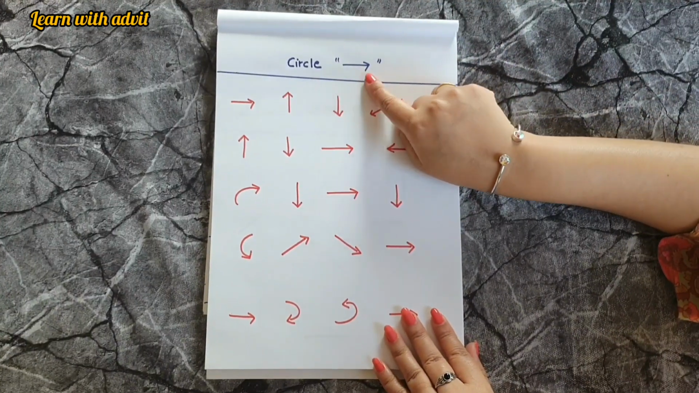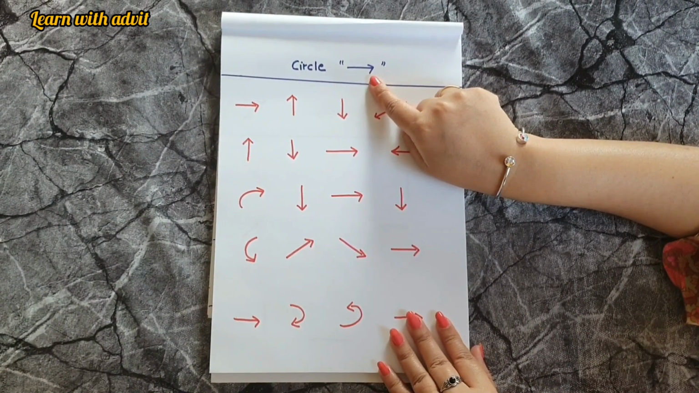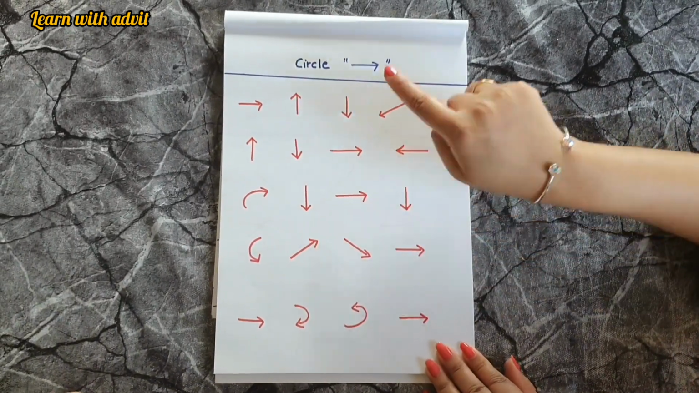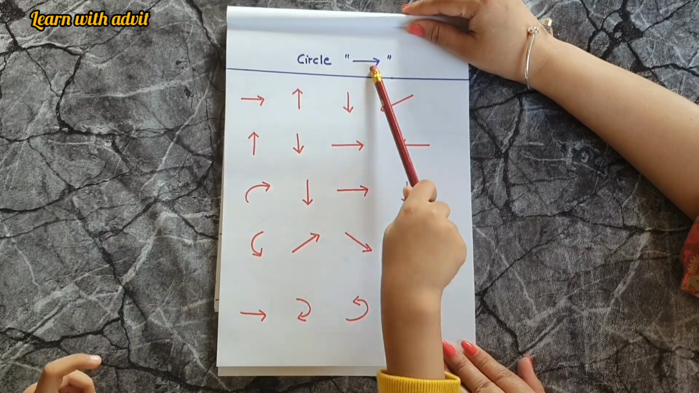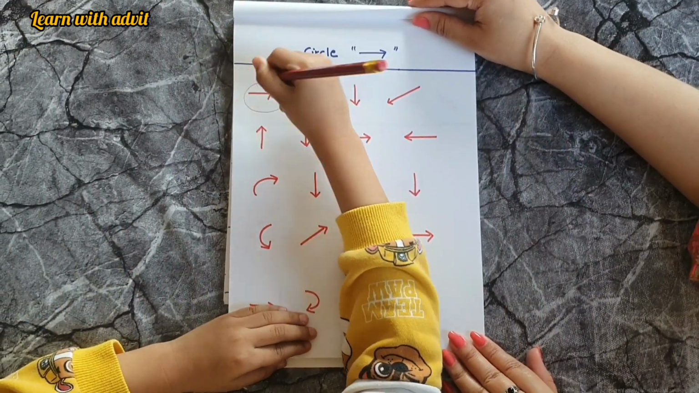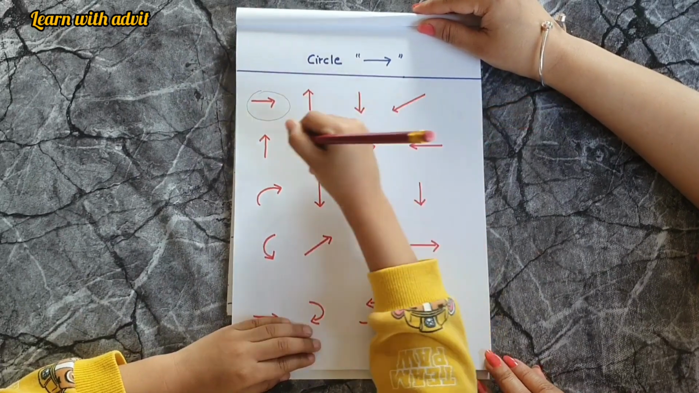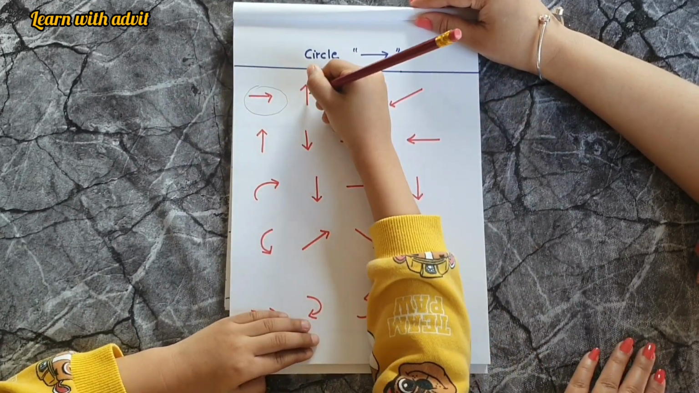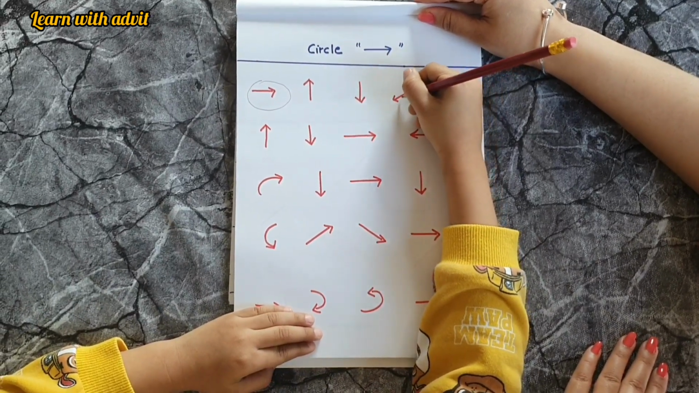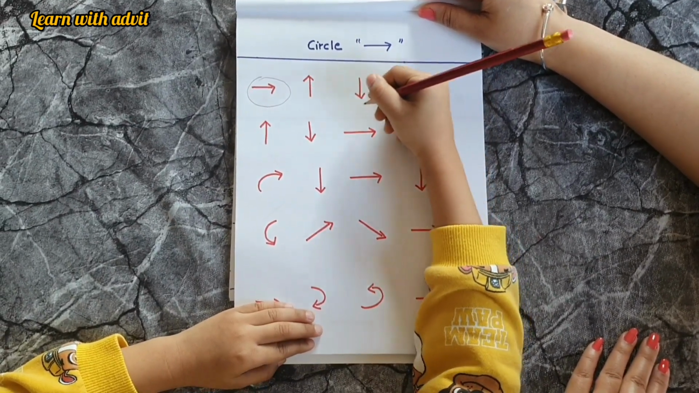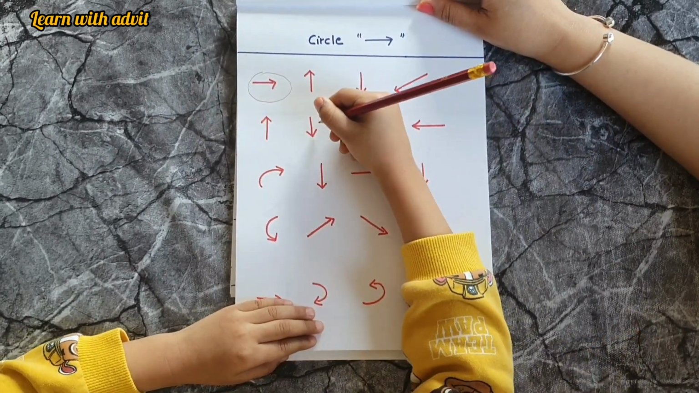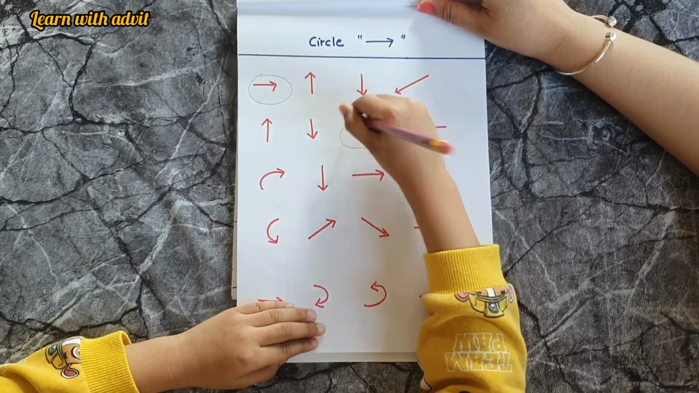So, you have to circle the, which arrow is this? A right arrow. Very good. So, you have to look at each row and circle all the right arrows. Here we have up arrow, down arrow, right slanting down arrow. So, find only the right arrow and circle it. Here's the up arrow, down arrow, a right arrow.